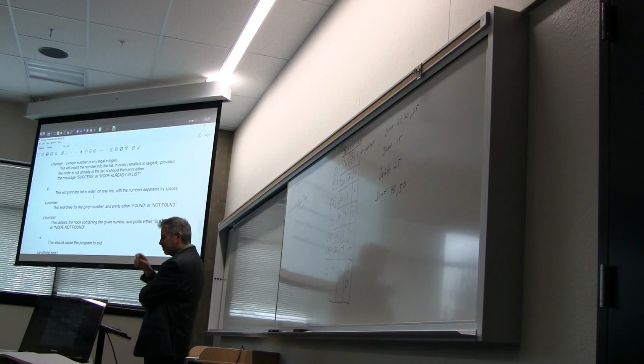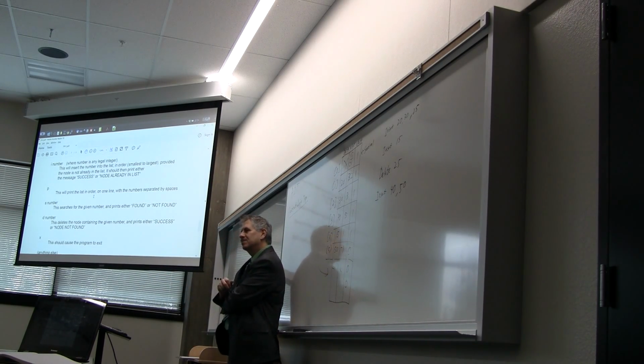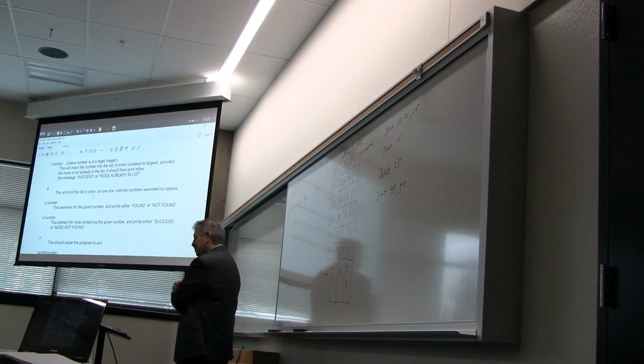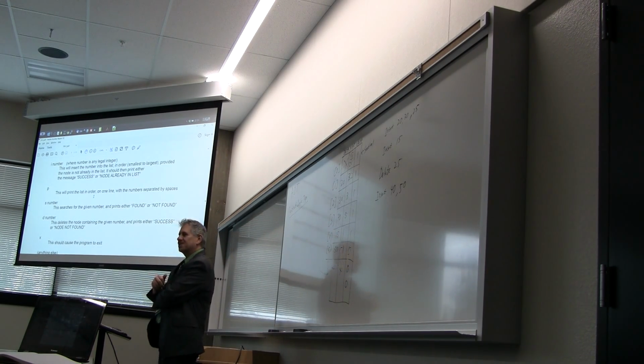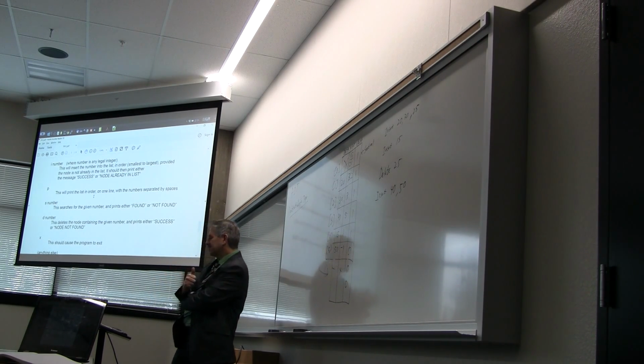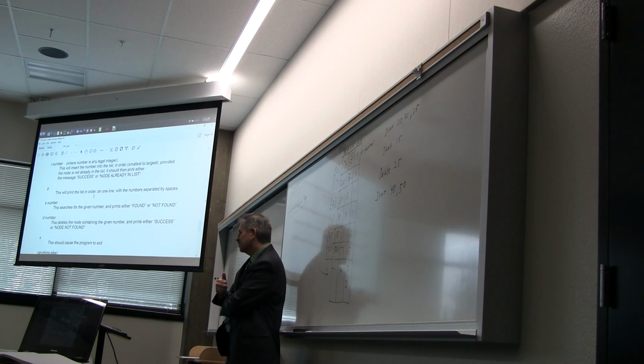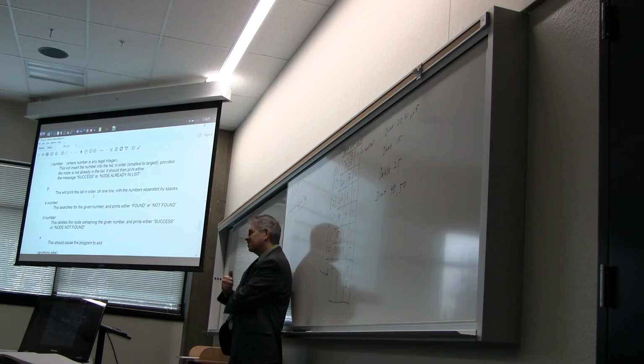If I say P, it should print the list in order on one line, numbers separated by spaces. If you say S space number, it searches for that number and prints either found or not found. D number searches for the number, and if it finds it, it deletes it and says success, otherwise it says node not found. And X just exits the program.